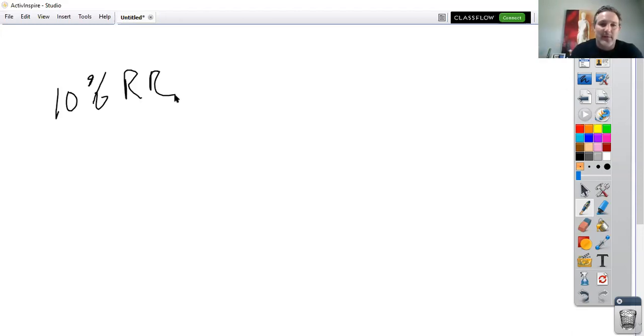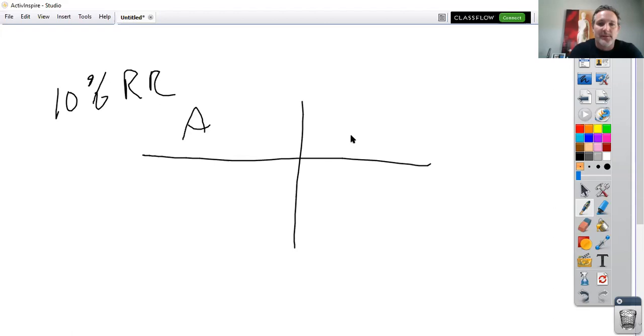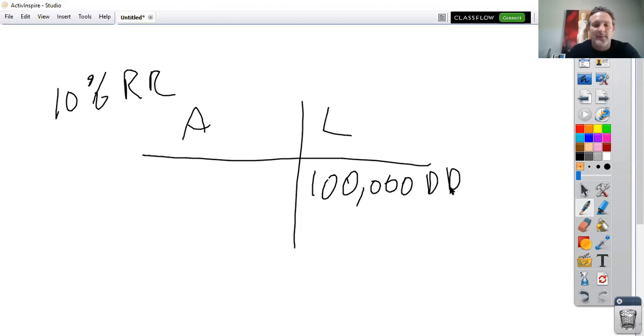They have to give you that, or they might have you figure it out. Okay, so this is what they could do: assets, liabilities. Let's say we have, to make it easy, again, $100,000 demand deposits. All right, so this bank has $100,000 in demand deposits. What they could say is, all right, figure out what the required reserves are, what the excess reserves are.